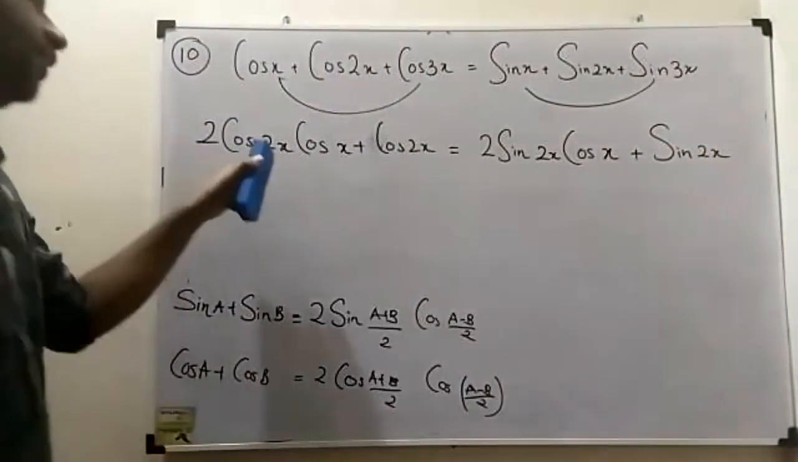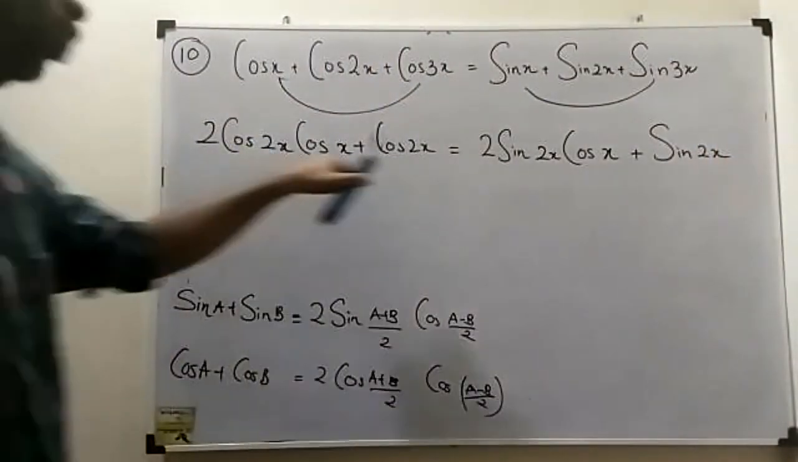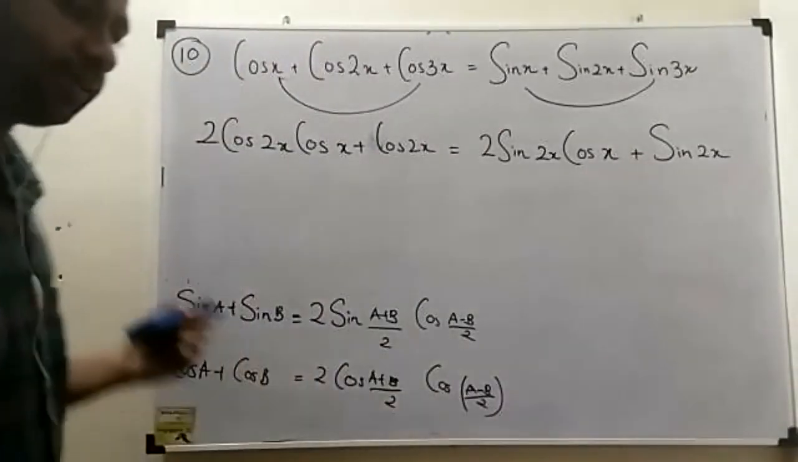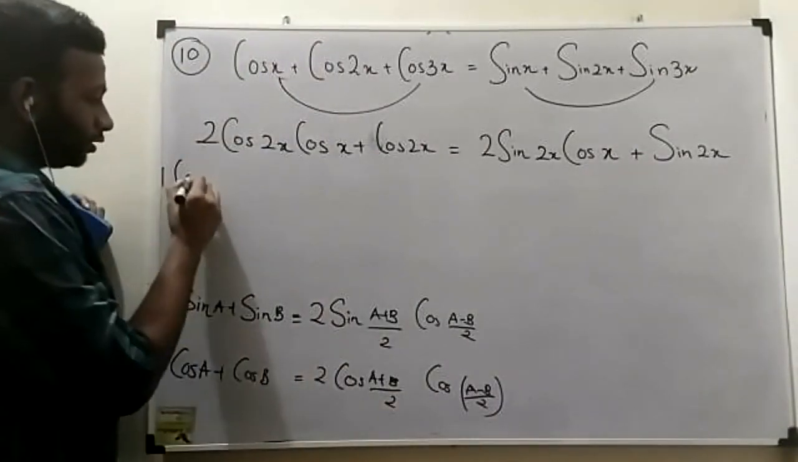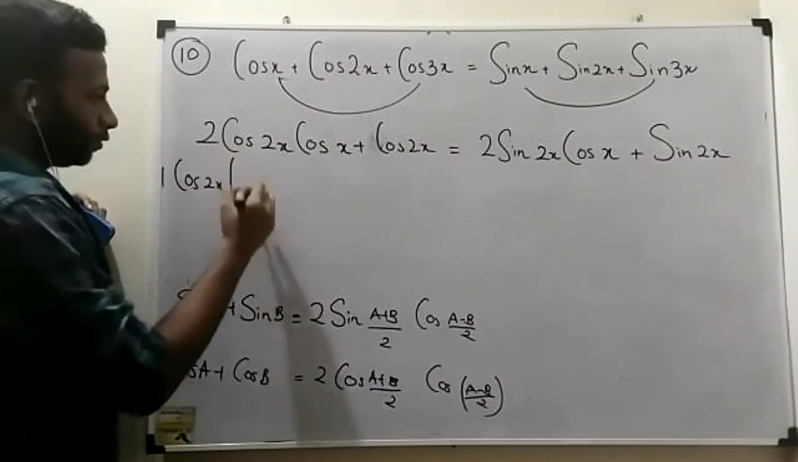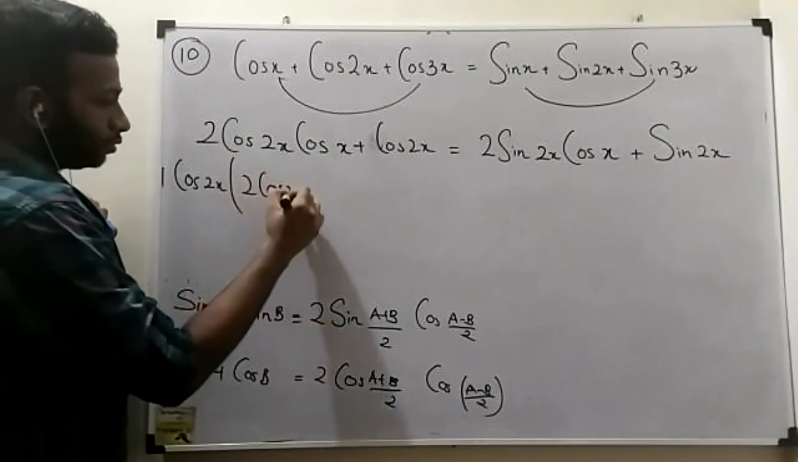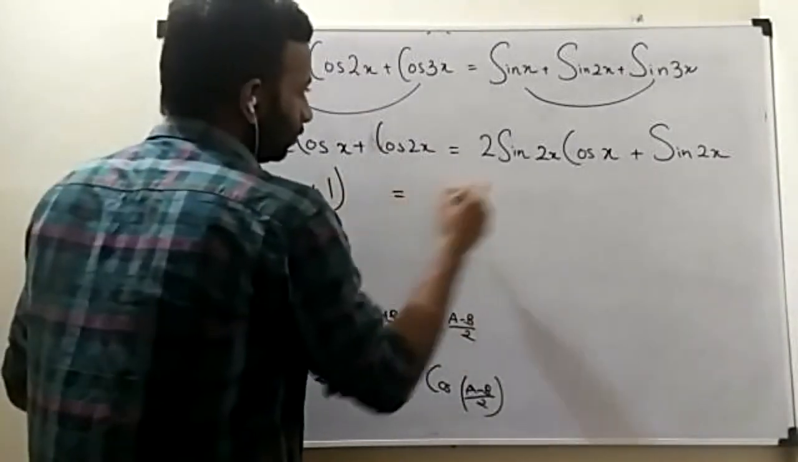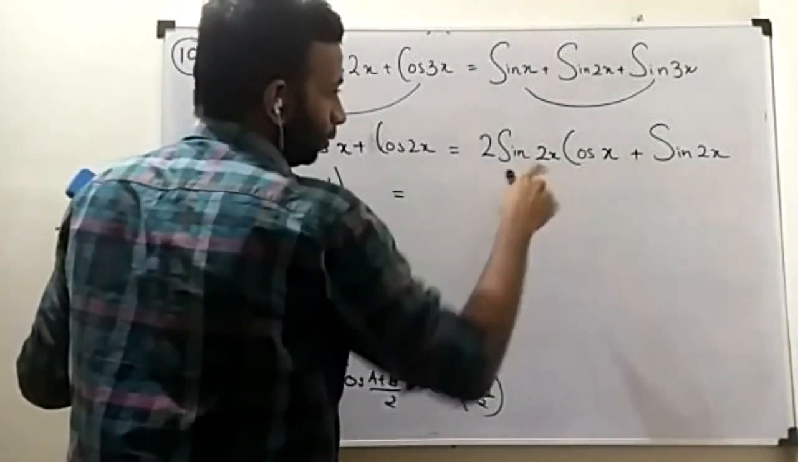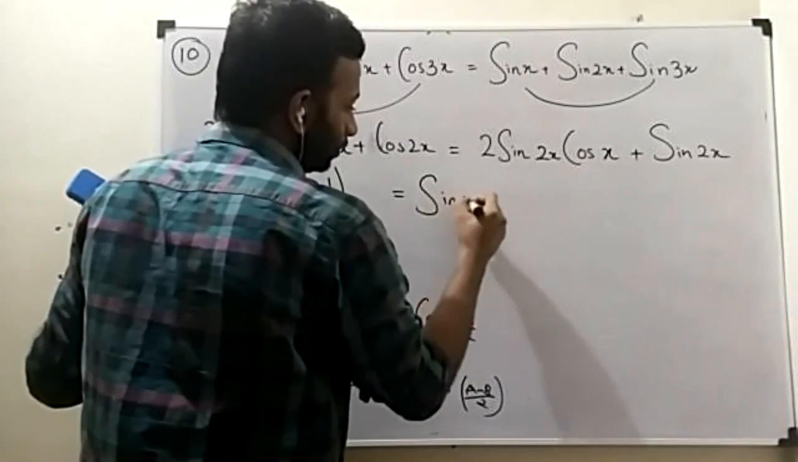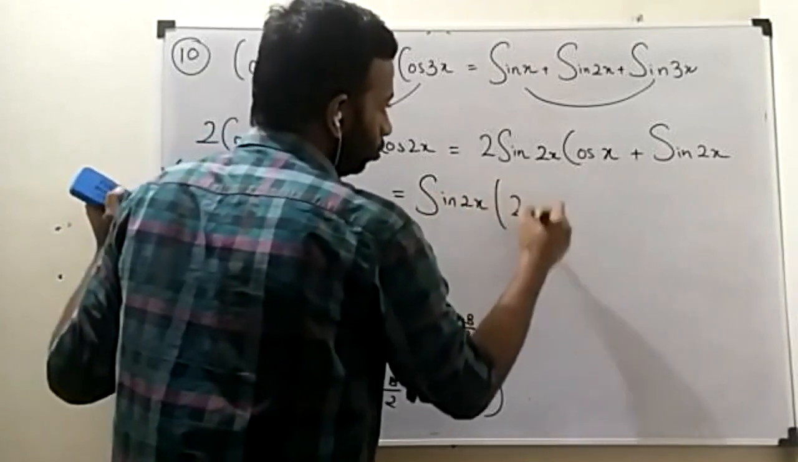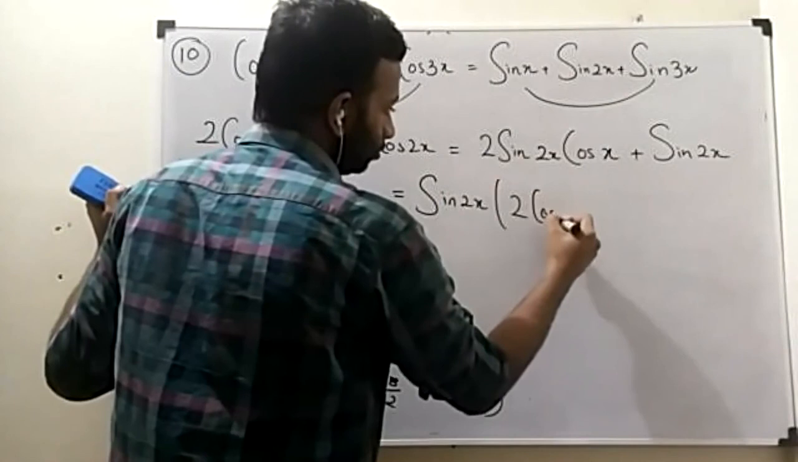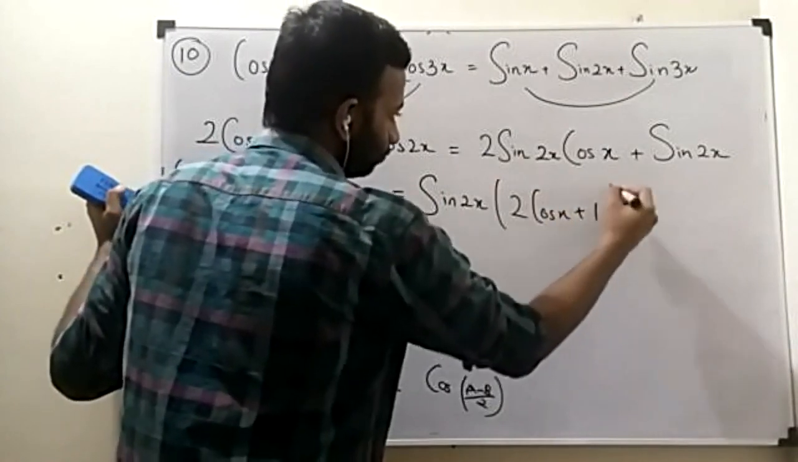Now you can see cos 2x is common here, and sine 2x is common here. We'll take the common factors out. Cos 2x times (2 cos x plus 1). On this side, sine 2x is common, so let's take that out: sine 2x times (2 cos x plus 1). Right?